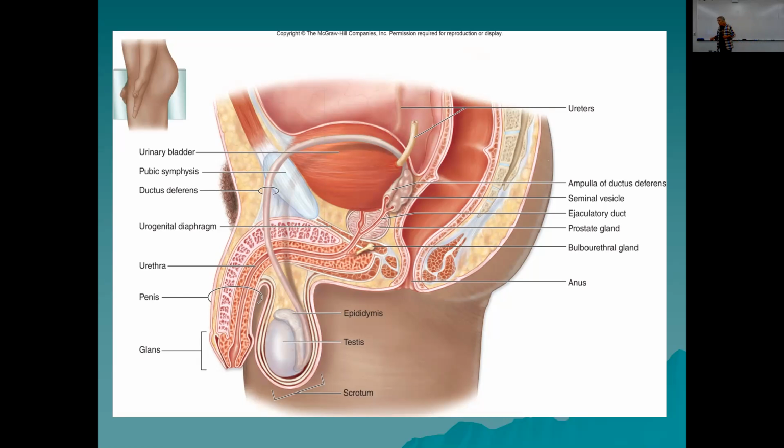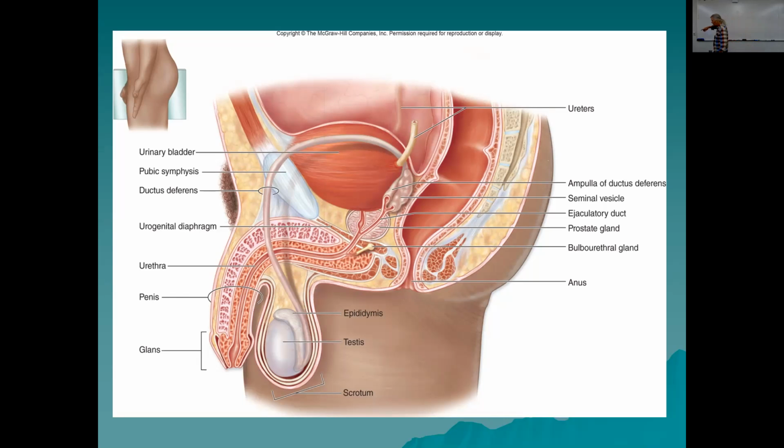There's a bulbourethral gland there also, and we'll be talking later about the secretions of these glands: the secretions of the seminal vesicles, the secretions of the prostate, and the secretions of the bulbourethral gland make up semen. So the secretions in semen are made by those glands. The cells in semen are made by the testes and go through the vas deferens.